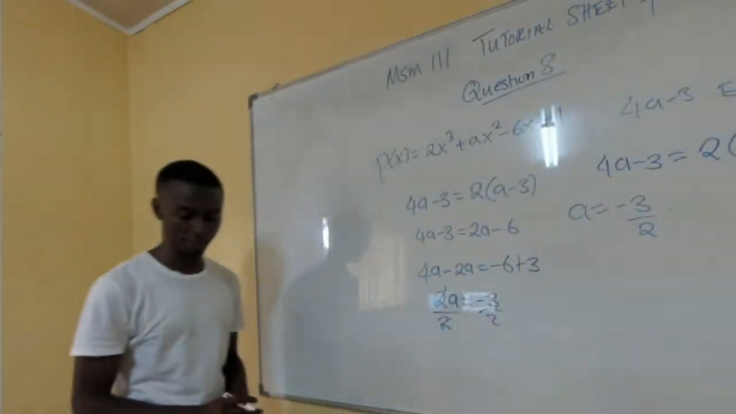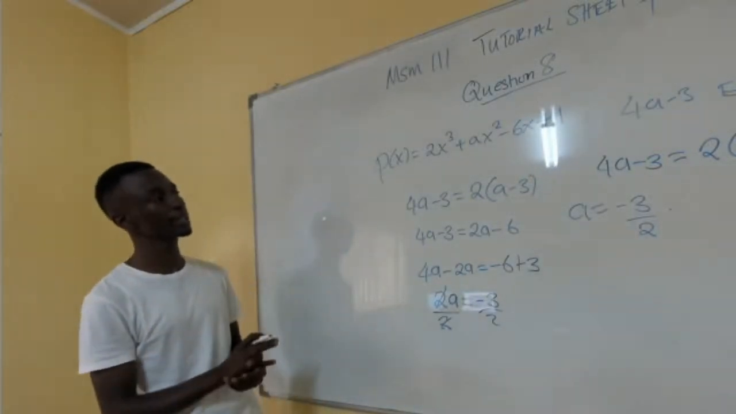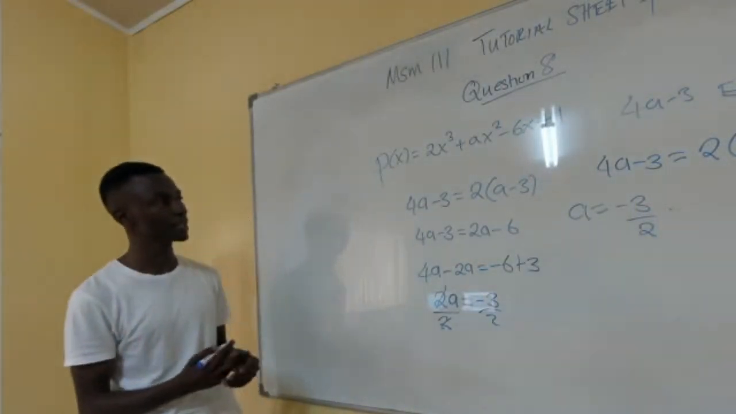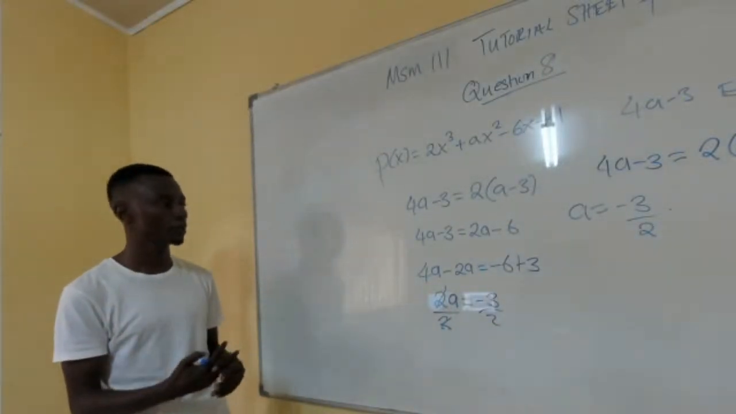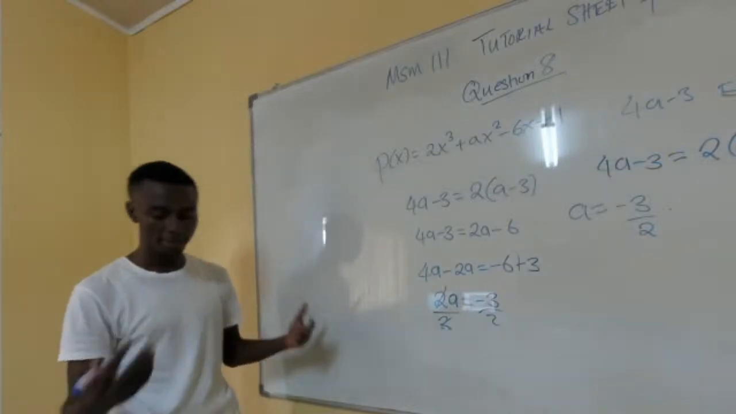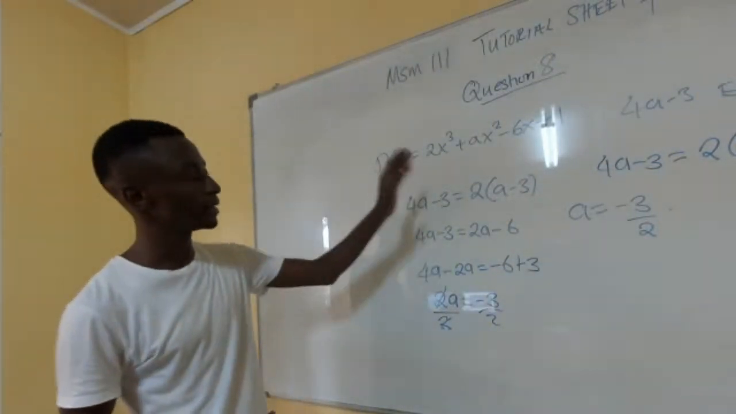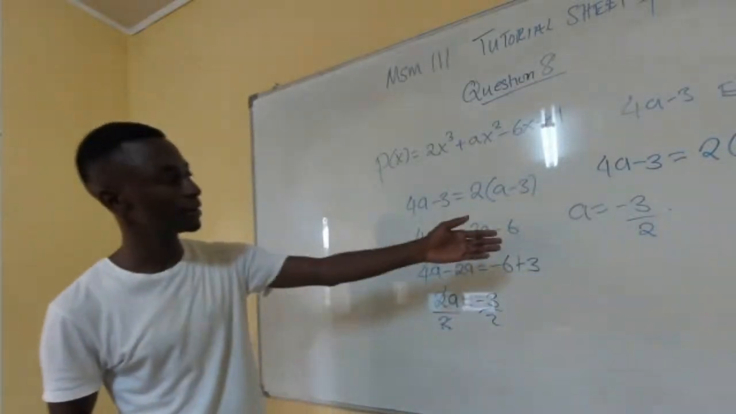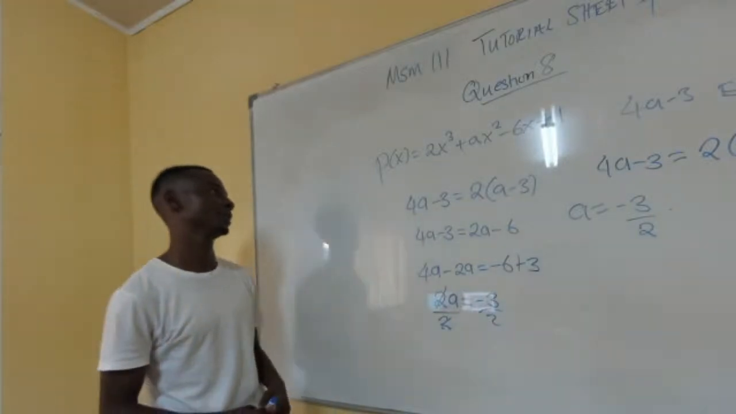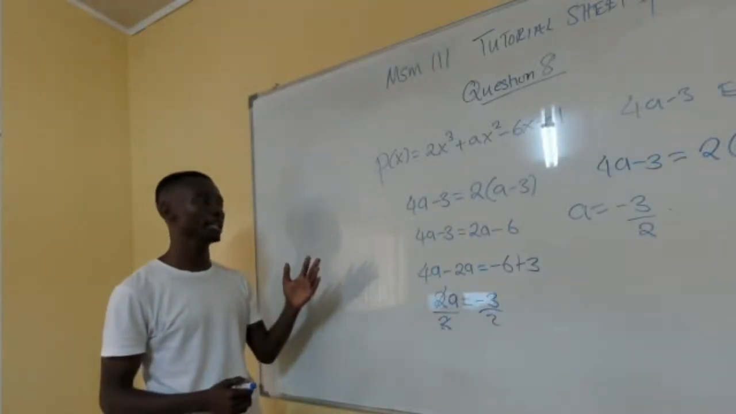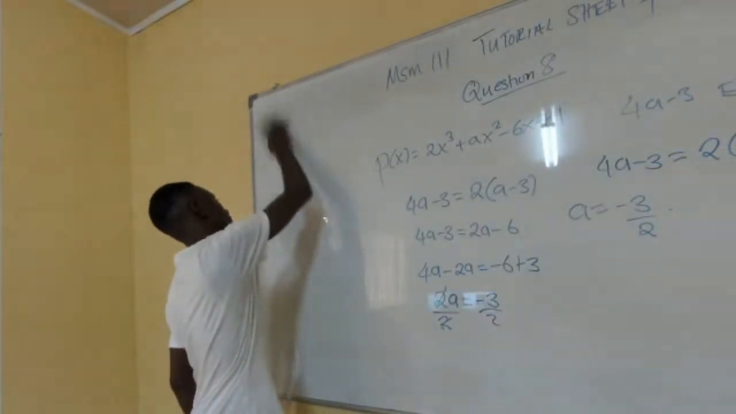So that's our final answer. Negative 3 over 2. What is just important here is to understand the statement. If you just understand the statement, then it becomes easy for you to solve for a or for any letter asked. So like in this case we have a. So meaning the final answer of a is negative 3 over 2. So that's what we're supposed to do. So this is question 8, tutorial sheet 4. The one for polynomials. Don't forget, we're solving polynomials today.